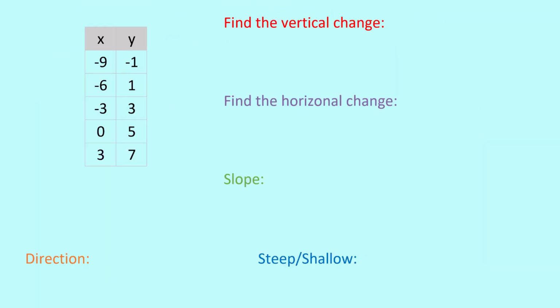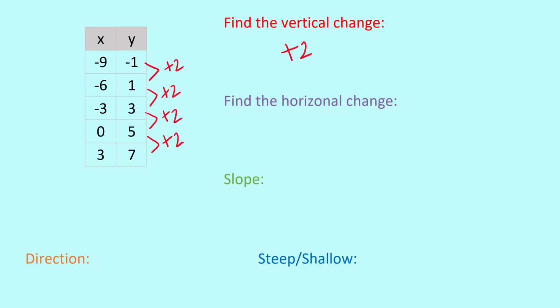Alright, so again, we've got our table of values and we need to find our vertical change. So to go from -1 to +1, we're going to add 2. Sorry, +1 to 3, we're going to add 2. 3 to 5, and 5 to 7. We are adding 2 each time, so our vertical change is just +2.